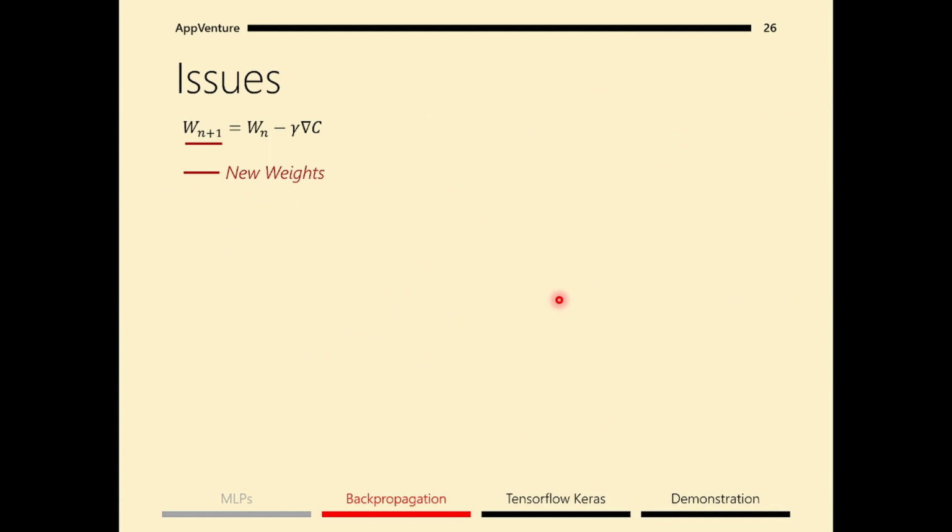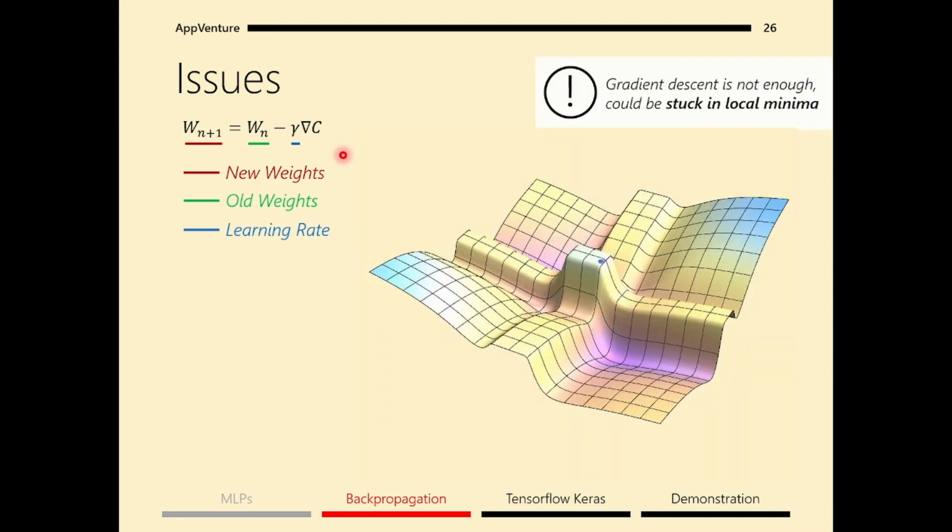Okay, so now I'll talk about the issues with gradient descent. If you can recall, this is the formula. This is the current weights, and this is the new weights. And this is the gradient. So yeah, this is the issue, right? It will get stuck in local minima.